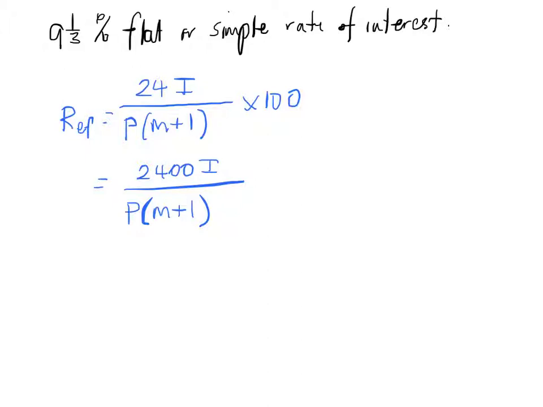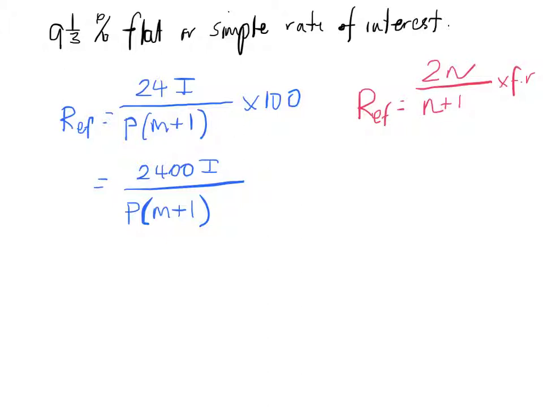The second one we could use when we know what the flat rate of interest is. We could use 2 times the number of instalments, that's an N if you don't know, divided by the number of instalments plus 1, times whatever the flat rate is.